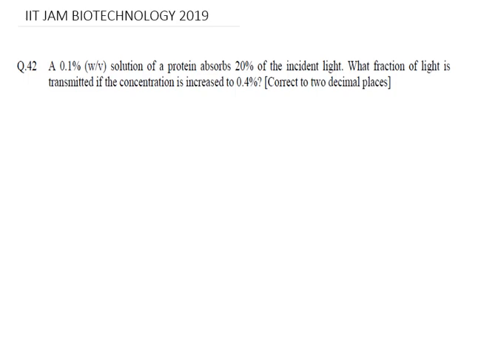Hello, today we are going to solve one question from IIT JAM Biotechnology 2019. As we know that JAM is one of the most important examinations in our country for those students who want to pursue their master's degree courses in IITs.